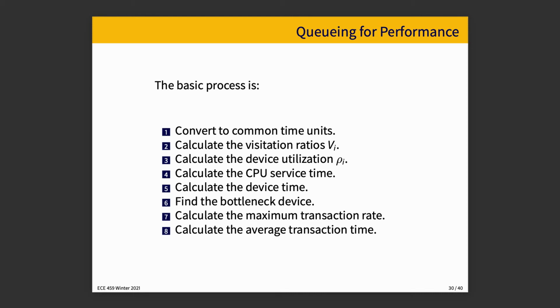The last thing that we'll talk about in our queuing theory topic is what I've humorously or otherwise titled Queuing for Performance. What we're going to do is look at a performance model that we have some data about, a system serving web pages, where we know how many web pages are used, how many disk accesses there are, how much the CPU usage is, and what have you. We can use this to make statements about what the bottleneck device is, and what the maximum transaction rate and the average transaction time are.